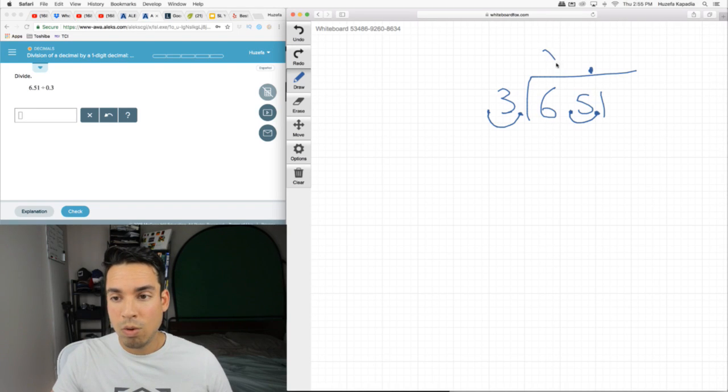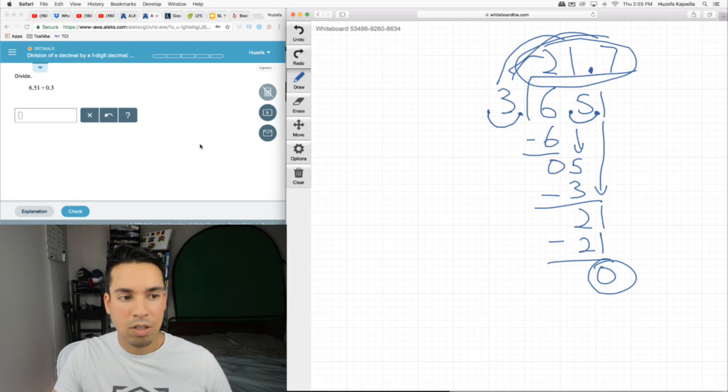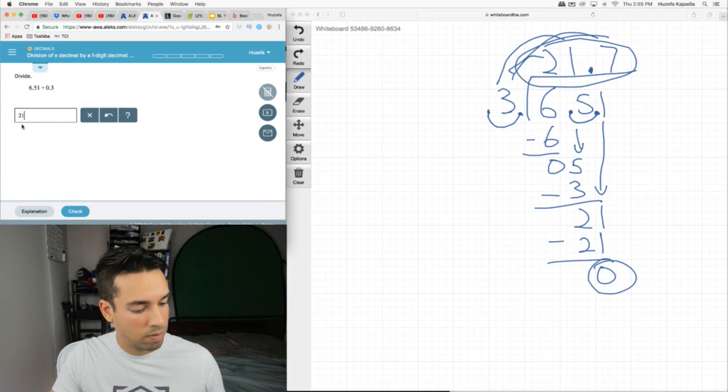3 goes into 6 twice. 2 times 3 is 6. Subtract, we get 0. Bring down a 5. 3 goes into 5 once. Multiply. Subtract, 5 minus 3 is 2. And then bring down the 1. 3 goes into 21 7 times. 7 times 3 is 21. And we get a remainder of 0. But our answer is 21.7.